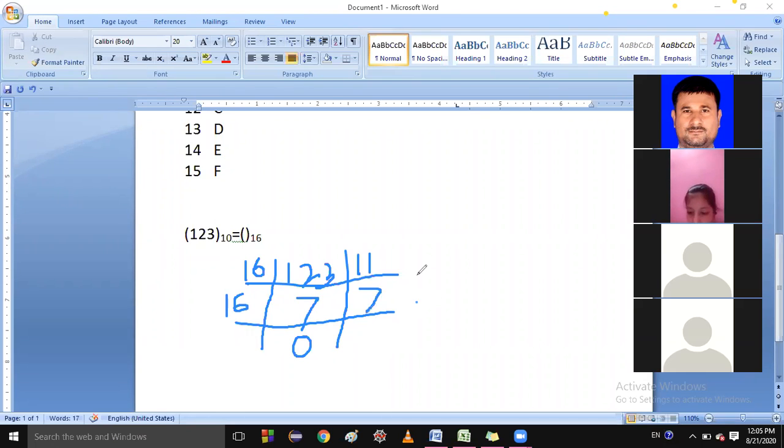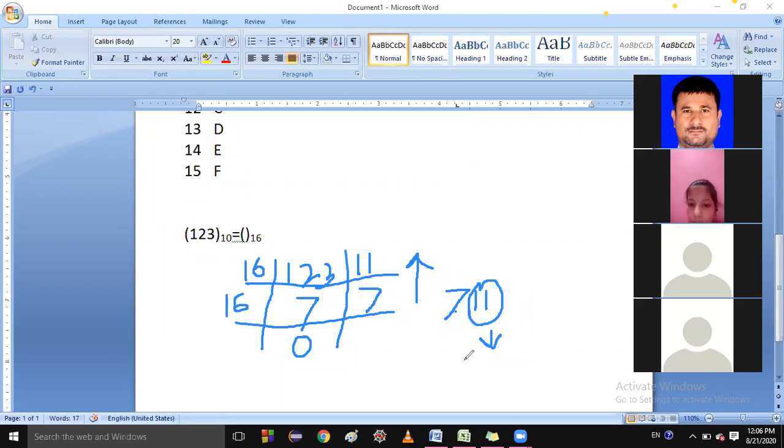So the answer will be written in the reverse direction: 7, 11. Yes, sir. But in hexadecimal, you know what you write with 11?